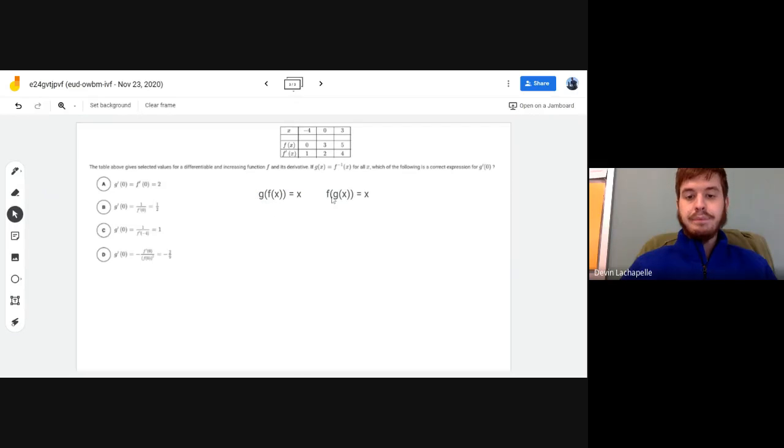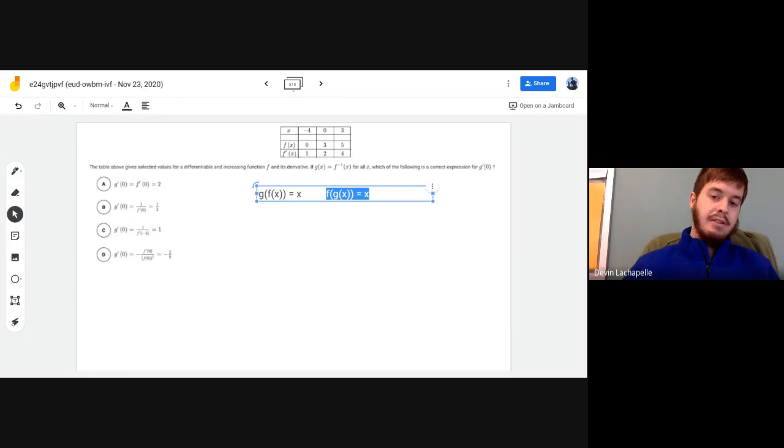So I'm going to go ahead and use my function composition on the right here, because if I'm trying to get g prime, when I do the chain rule, I'm going to have to take the derivative of the inner function. So the inner function's g, taking the derivative of that will give me g prime. Again, this is just based on our definition of what an inverse function is.